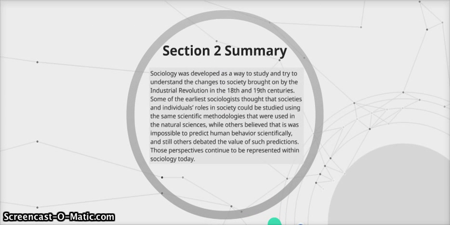Section 2 Summary. Sociology was developed as a way to study and try to understand the changes to society brought on by the Industrial Revolution in the 18th and 19th centuries. Some of the earliest sociologists thought that societies and individuals' roles in society can be studied using the same scientific methodologies that are used in the natural sciences, while others believed that it was impossible to predict human behavior scientifically, and still others debated the value of such predictions. Those perspectives continue to be represented within sociology today.